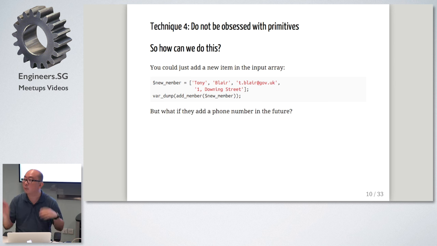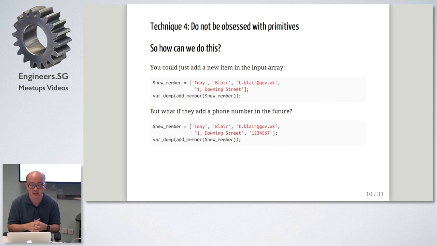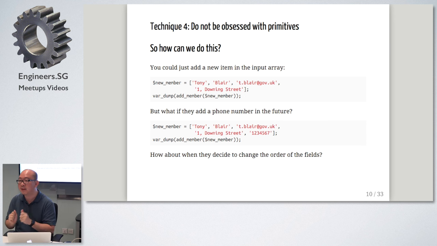But what if the boss becomes so enthusiastic and says, look, I also want to capture the phone number, or maybe some other information about how much they're earning? What if this happens in the future? What do we need to do? If you follow the same method, it means you have to keep growing the array, and growing and growing, which can become a little bit crazy. And what if they also decide to change the order of the fields? Say, maybe email is more important because you want to make sure the email is the true primary key, and they want to change the order of the input fields, which makes it crazy, right?